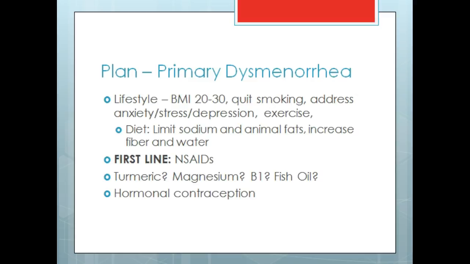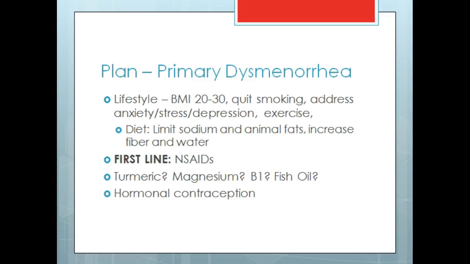We can counsel her about lifestyle. So we know that people who have low BMIs and higher BMIs, that can worsen it, so talking about getting to a healthier weight potentially can make a difference. Smoking worsens it as well, so depending on the severity for her, this might be a motivator for her to quit smoking. Addressing anxiety and stress and depression, because all of those have been found to worsen dysmenorrhea and are linked with dysmenorrhea.